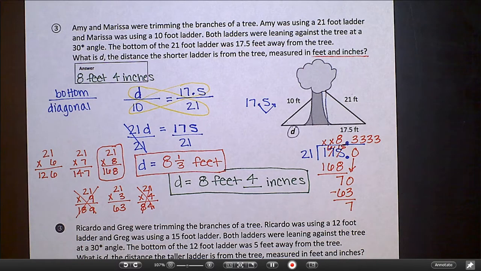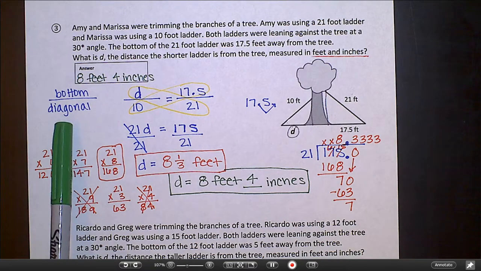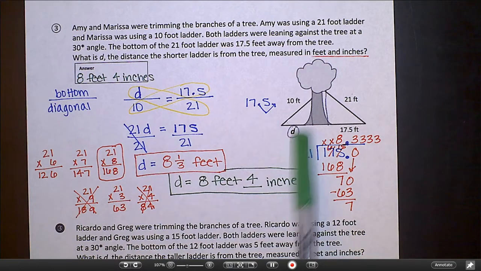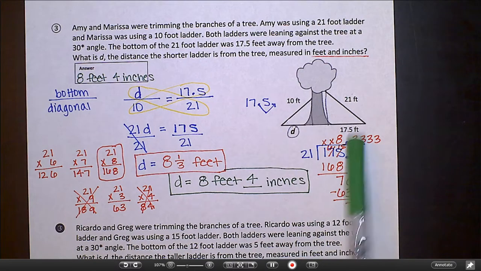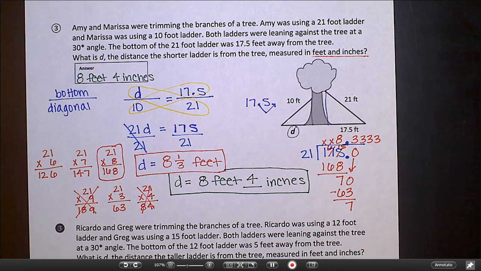So let's go back over how we did this. We named our ratio, bottom over diagonal. Then we set up our proportion, bottom over diagonal equals bottom over diagonal. And then we just solved like we would any other proportion. You guys are so familiar and so good at proportions that if you get it set up correctly, I know you'll be able to solve it correctly. So please pause the video now and complete number 3, the shaded question, on your own. Then bring it to your teacher for a stamp before you go on to number 4.